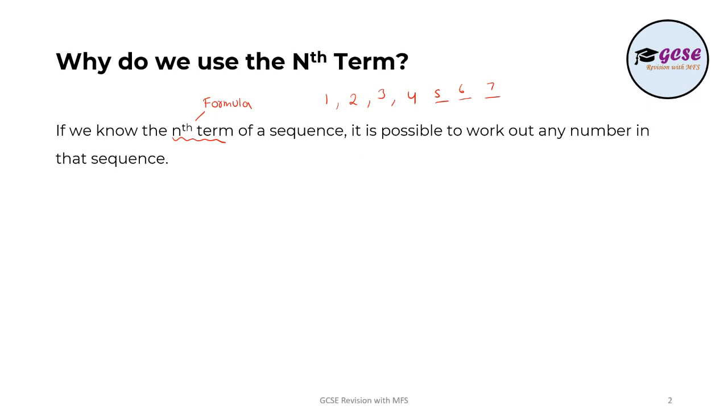So someone said, can you repeat the definition? Basically, the nth term is just a formula which you use to get from term to term and work out the other numbers in a sequence. So that's the definition: the nth term is a formula used to work out numbers in that sequence.